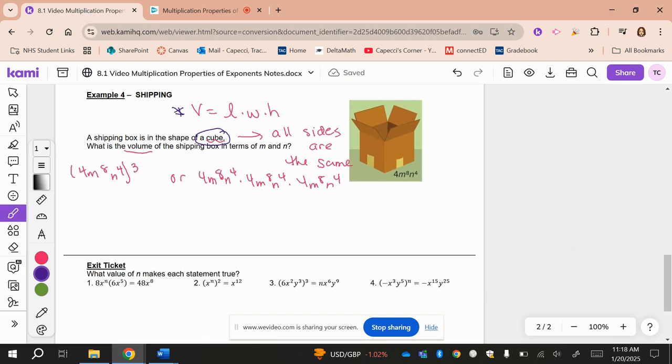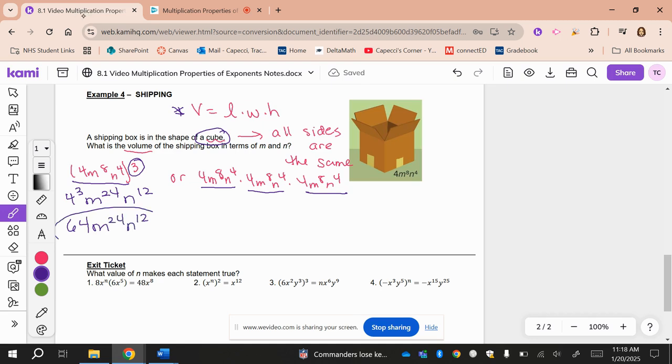Because we know the sides are the same, there's actually 2 different ways we can do this one. We can either take the side and raise it to the third power because we're multiplying it 3 times, or this is just multiplying everything out. One side, that's my length, that's my width, that's my height. So my shortcut here would be 4 to the third, m to the 8 times 3 gives me 24, n to the 4 times 3 gives me 12, and again, 4 to the third is 64. That's the only thing we need to simplify. So I have 64 m to the 24th, n to the 12th.